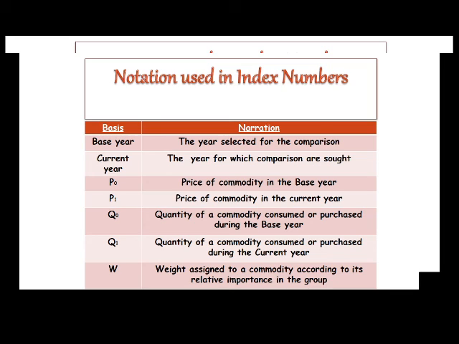So Q means quantity. Q0 means quantity of a commodity consumed or purchased during the base year. Q1, where 1 means current year, means quantity of a commodity consumed or purchased during the current year. So the base year is represented as 0, and the current year is represented as 1. P represents price. Next, Q represents quantity. Here W represents the weight assigned to a commodity according to its relative importance in the group.